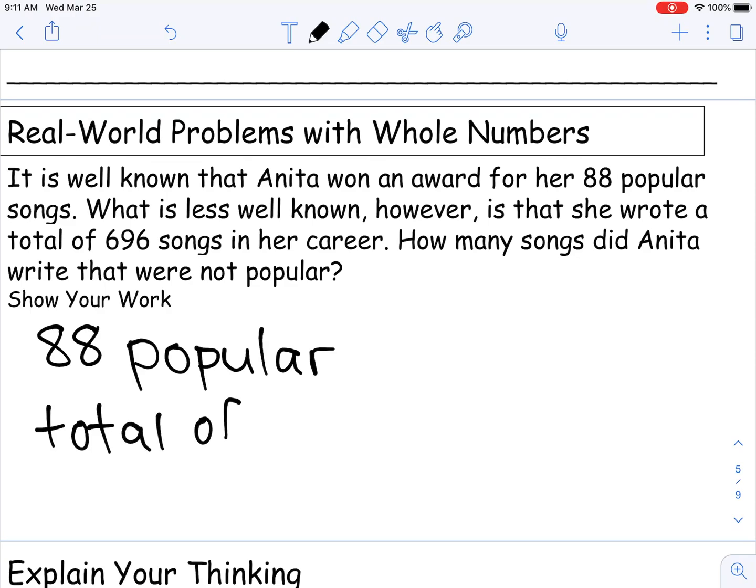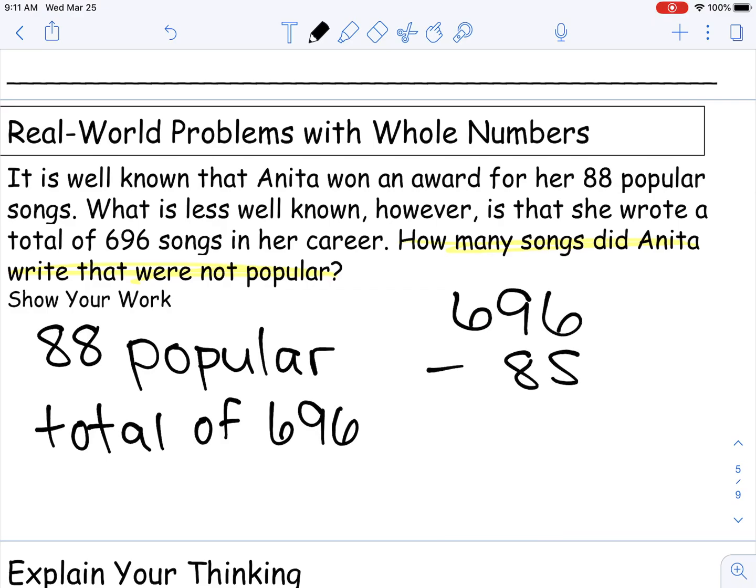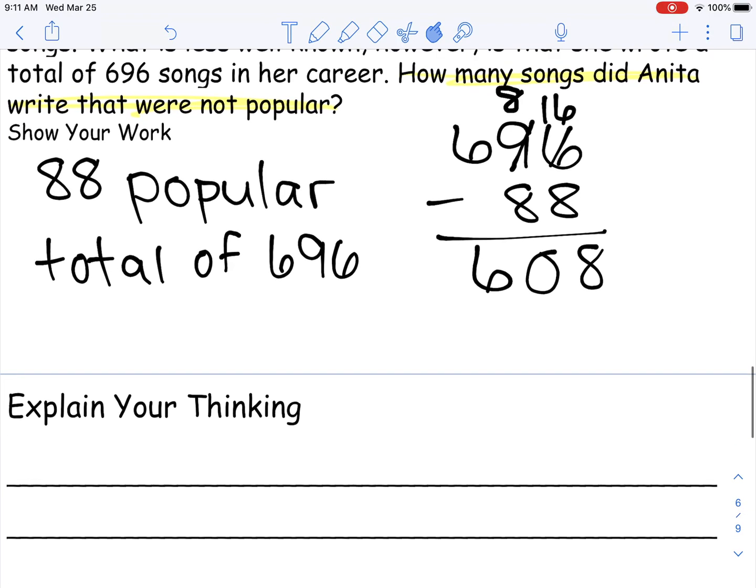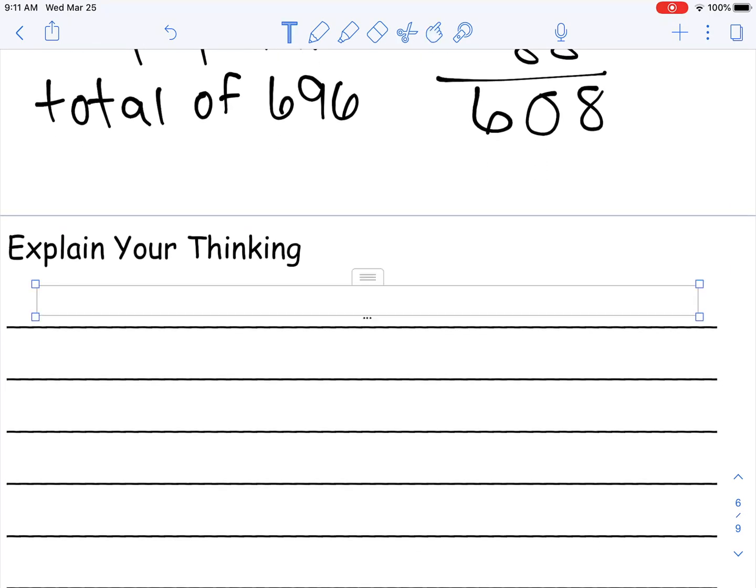She had a total of 696. And we have to answer how many songs did she write that were not popular. So she has a total of 696 and 88 were popular. If we take away those 88 from the total, we should be left with what were not popular. 6 minus 8, I'm going to have to borrow and regroup. So I'm going to regroup that 10. Take 1 away, so now I have 16 minus 8, which is 8. 8 minus 8 is 0, and then 6 minus nothing is 6. So she had 608 songs that were not popular.